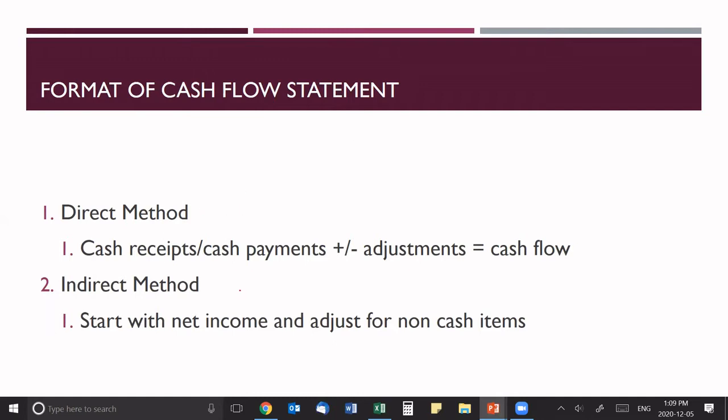So the difference between the direct method and the indirect method is only in your operating section. Your operating activity section is where you're going to have a difference between the two methods. For the investing and financing activities, there is no difference between the direct method and the indirect method. So the only difference you're going to find with these two methods is within the operating section. So financing and investing, you do the same way, whether it's the direct method or the indirect method.